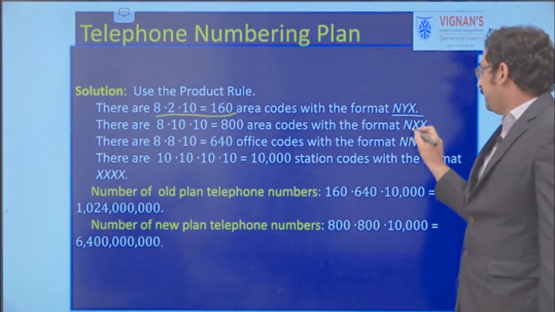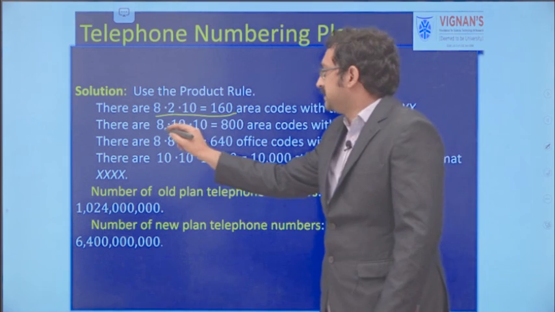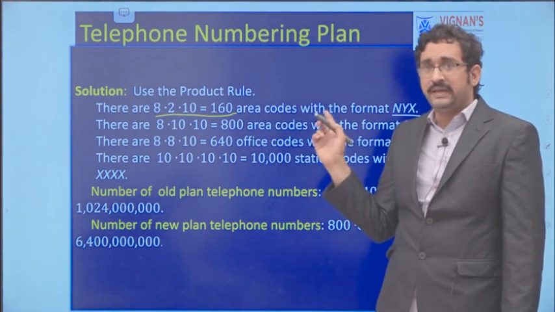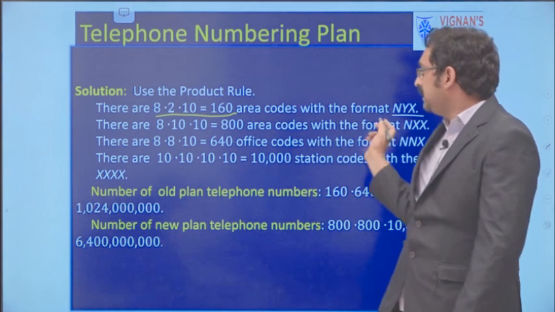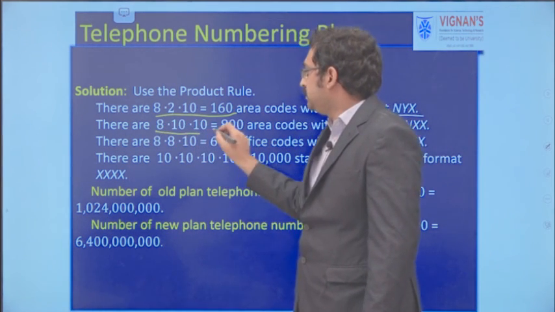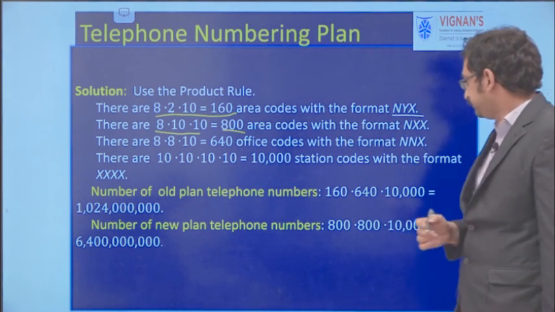See the next format, NXX. NXX means for N, we have 8 options. X means all the digits between 0 to 9, so for X we will have 10 options. That's why for NXX format, there will be 8 into 10 into 10. So there will be 800 possibilities.